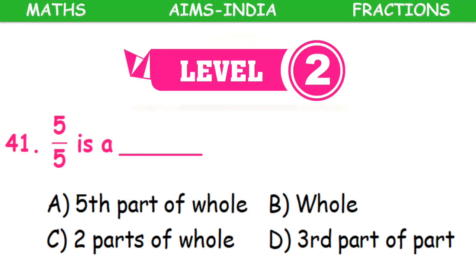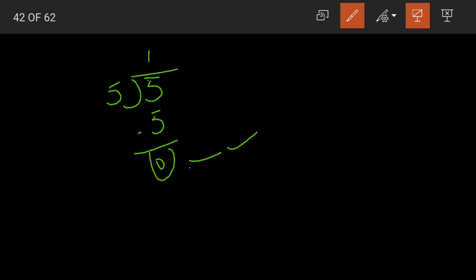Okay. Now coming to our first question for today. 5 by 5 is a dash. Now 5 by 5 means what? 5 divided by 5. We have 5 ones are 5. When we subtract, 0 is our remainder. What is the answer? Quotient is 1 here.